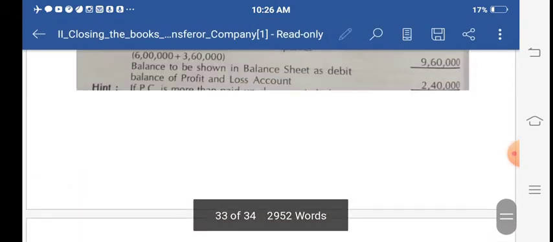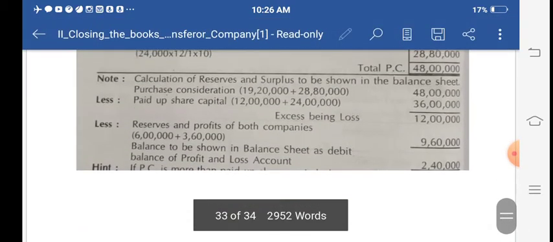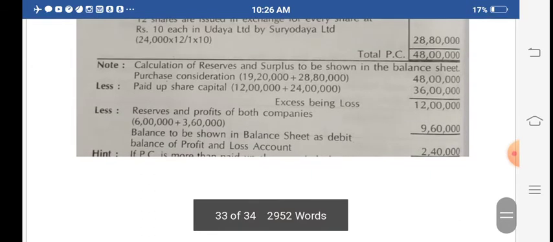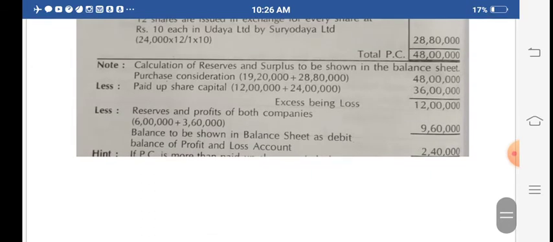It's nothing but the purchase consideration. We have to see that the purchase consideration is the new shares for Suryodaya Company Limited. So this total purchase consideration, you have to convert into shares. Always you have to convert into shares.